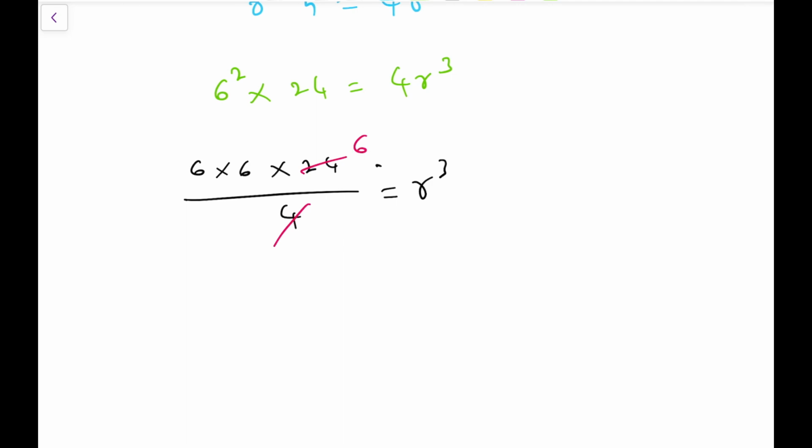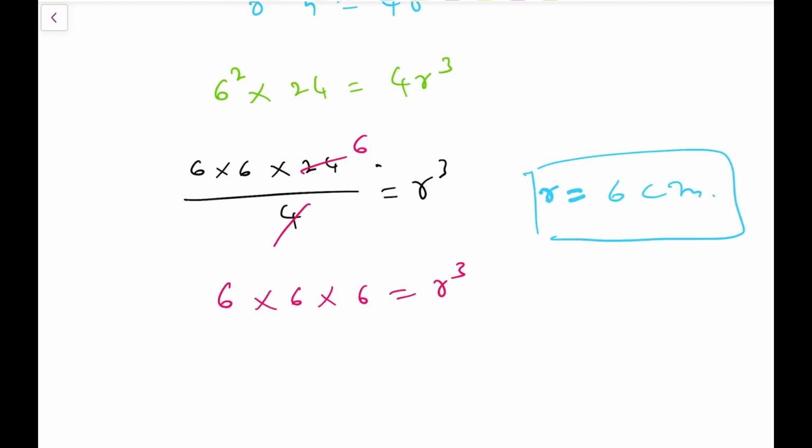4 ones are 4, 6 are 6. So we will get 6 into 6 into 6 equals r cube. r cube is nothing but r three times, and 6 into 6 into 6 is also 6 three times. Then the r value is going to be 6 centimeters.